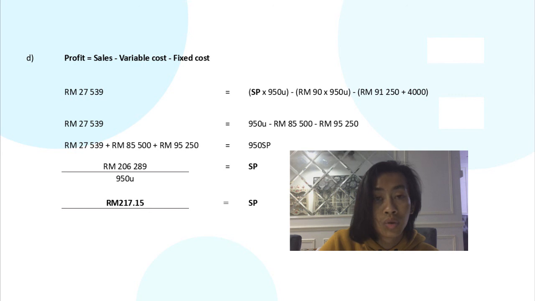And the right side will be equal 950 unit. So the total value will be 206,289 ringgit divided by 950 unit. So the selling price will be 217 ringgit and 15 cent. So that is the answer for question 1D.